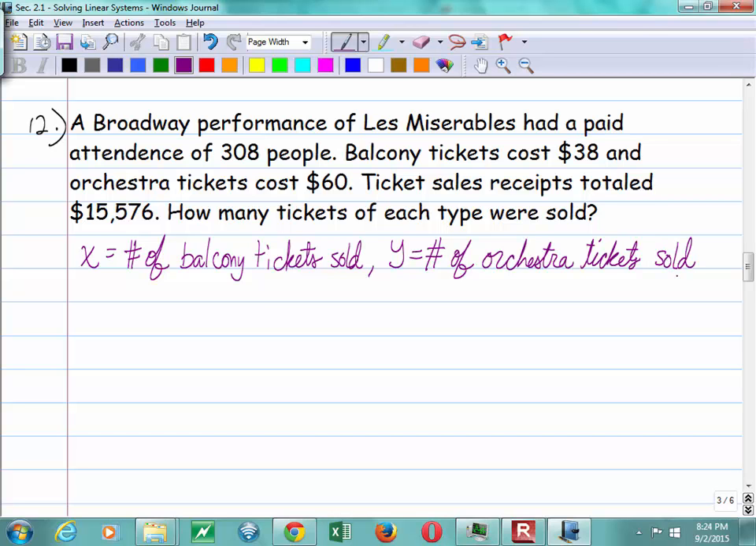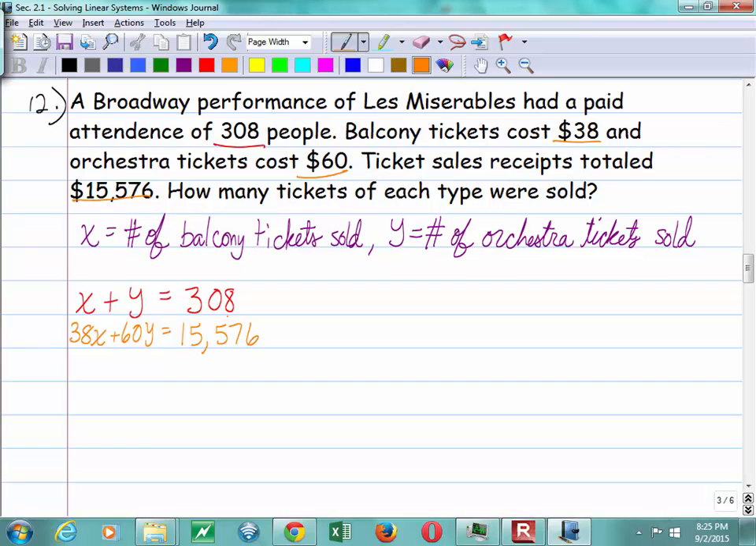Okay, so it says that they had a paid attendance of 308 people. So that means X plus Y equals 308. Okay, balcony tickets cost $38, orchestra tickets cost $60, and the ticket sales receipts totaled $15,576. So that tells me that 38X plus 60Y equals 15,576.